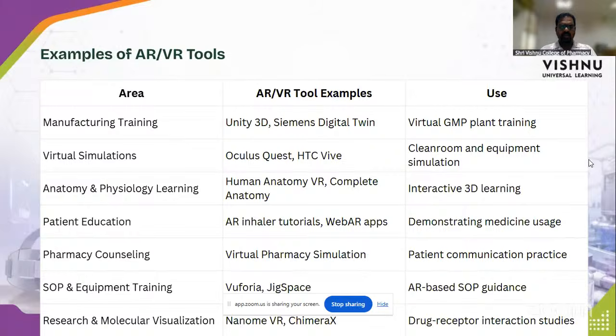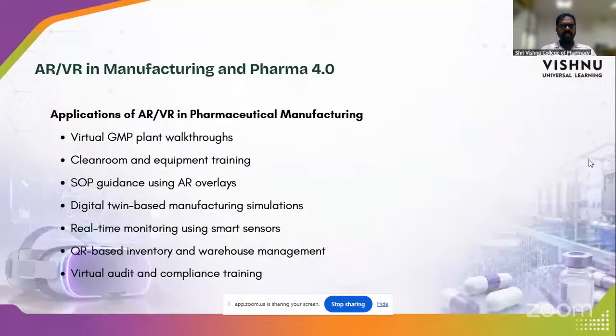And we have special labs on AR inhaler tutorials and web AR apps. So we have the apps both as mobile apps and web-based apps, which we can use for demonstrating medical usage. And one more is JigSpace, an AR-based tool which is used in industries for SOP and equipment training. So we have various tools that we use in industry, and since they are open access, we can use them to teach the students how they work in the real world.